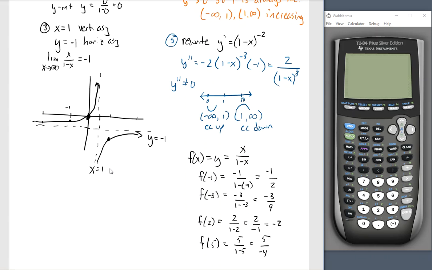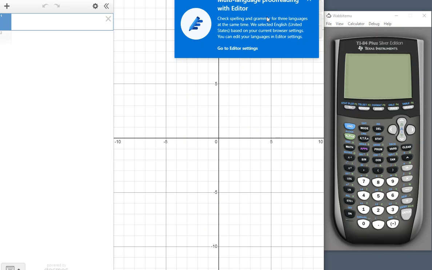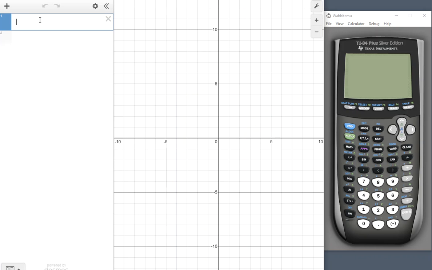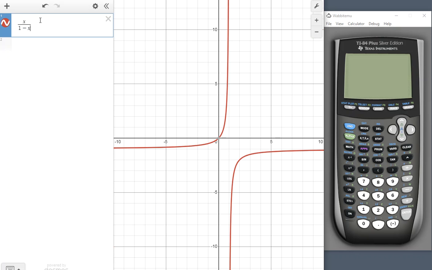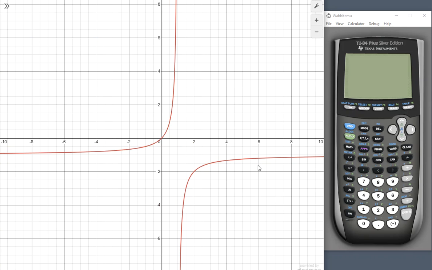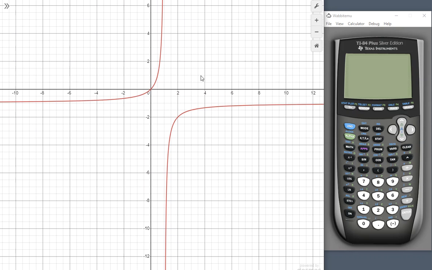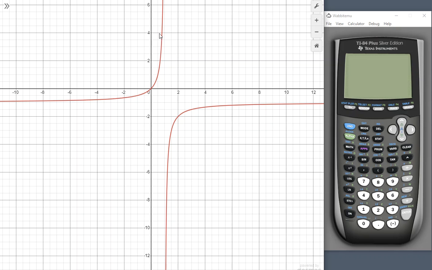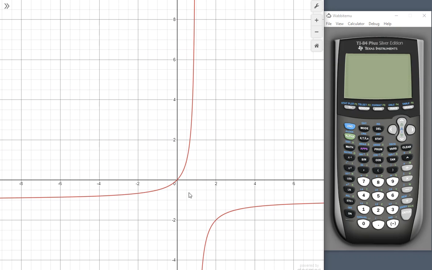Now, you might be thinking, Tuesday, that's a pretty creative graph you got there. Check this out. Let's see. Oh, did some stuff over there. There we go. X divided by 1 minus x. Oh my goodness. Looks like my sound was on my phone. That's surprising. That's exactly what our graph looks like, right? It's exactly what our graph looks like.